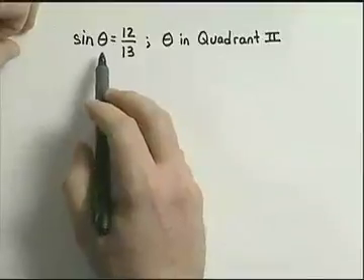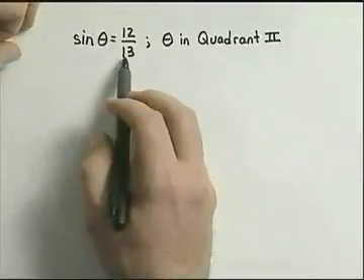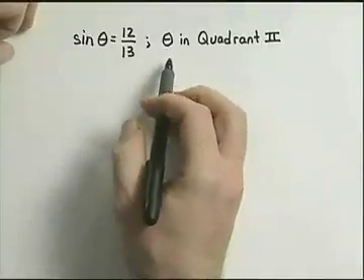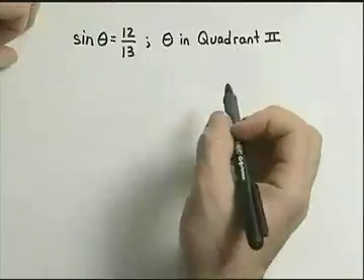I'm going to give you the value of a trigonometric function and the angle in which the terminal side lies. We're then going to use that information to find the remaining 5 trigonometric functions of that angle. So we're given that the sine of theta equals 12/13, and we're told that theta lies in quadrant 2.